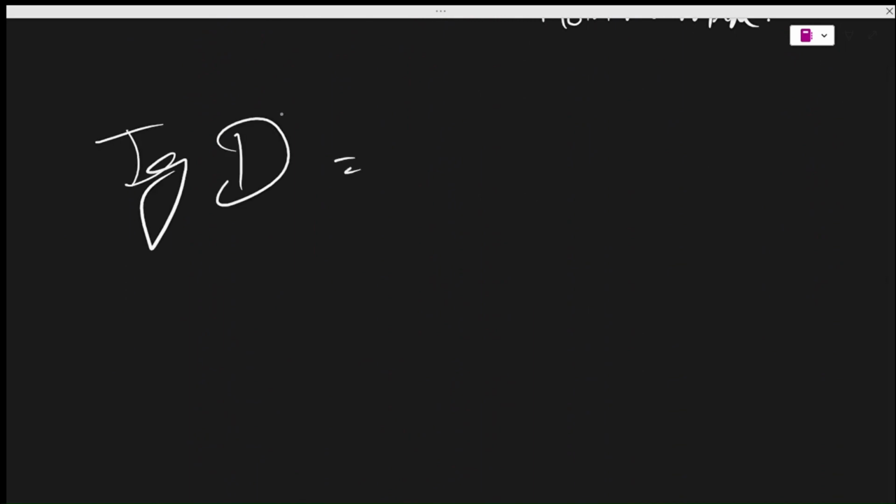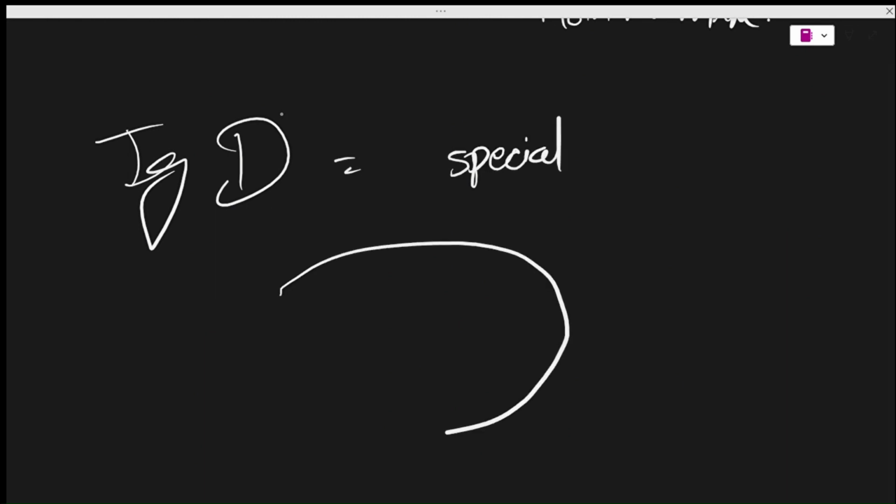And now we will talk about the last antibody, which is the IgD antibody. Now this IgD antibody is a special antibody which is only found on the surface of T cells.